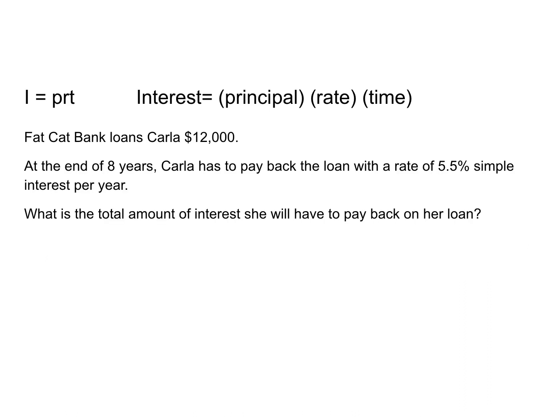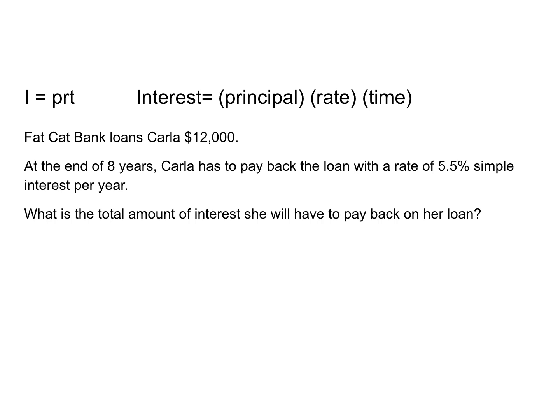So what this means is that at the end of 8 years, Carla is going to have to pay back the $12,000, but she's also going to need to pay back whatever the interest that accumulated is. And that's going to be 5.5% of what she was loaned every year. Fortunately, there is a formula for this. So what we're going to do is we are just going to use the formula.